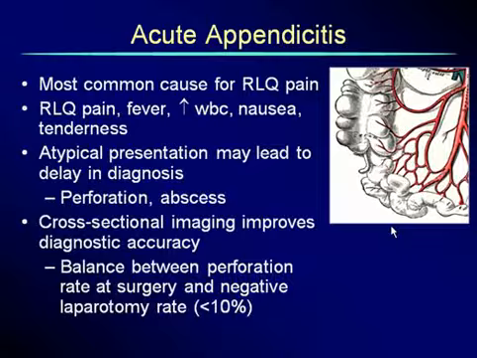We also want to have a good diagnosis and not to do unnecessary surgeries. And cross-sectional imaging has improved our diagnostic accuracy. We're always trying to balance the perforation rate at surgery and the negative laparotomy rate. In the past, without these cross-sectional imaging techniques, the negative laparotomy rate was running at 20%. We would like to bring the negative laparotomy rate down below 5%, and we certainly are heading in that direction.